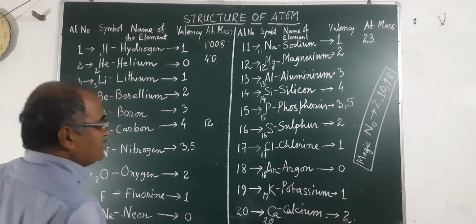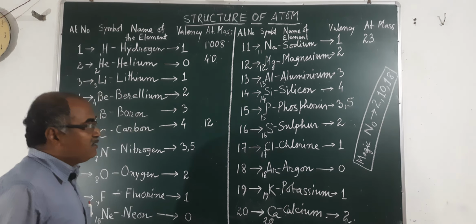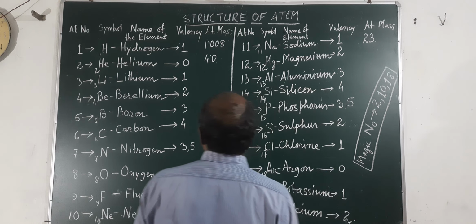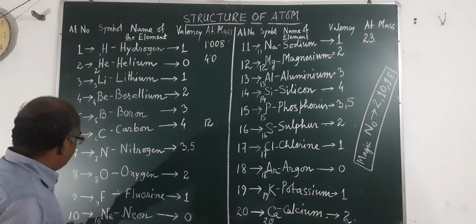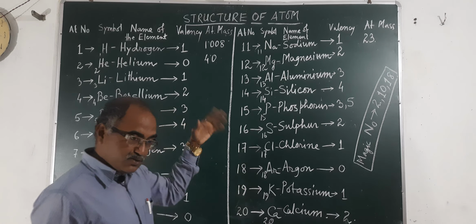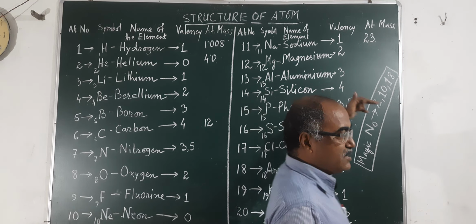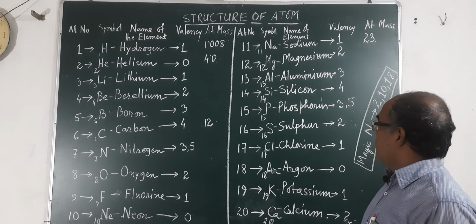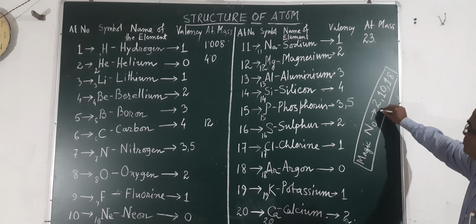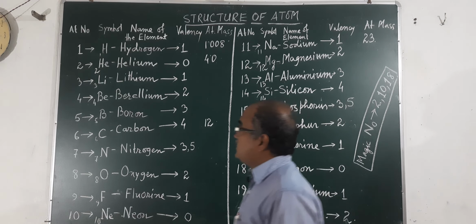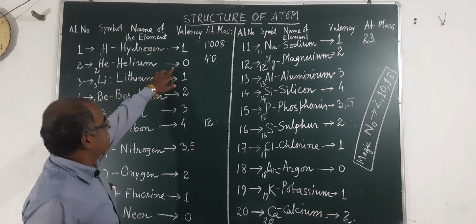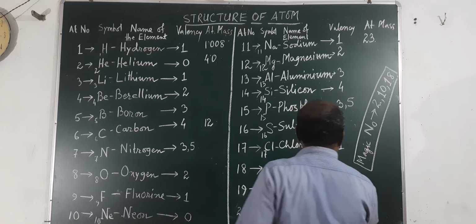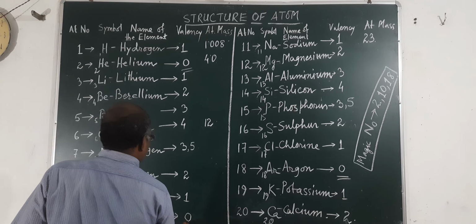2, 10, 18 are actually the atomic numbers of inert gases or noble gases. Here I see 2, helium, neon, argon. Then also krypton, xenon, radon: 2, 10, 18, 36, 54, 86. So 36, 54, 86, no need to remember. You just remember these three numbers, 2, 10, 18. So helium valency is 0, neon valency is 0, and argon valency is 0. So very easily you can recognize the valency 0.